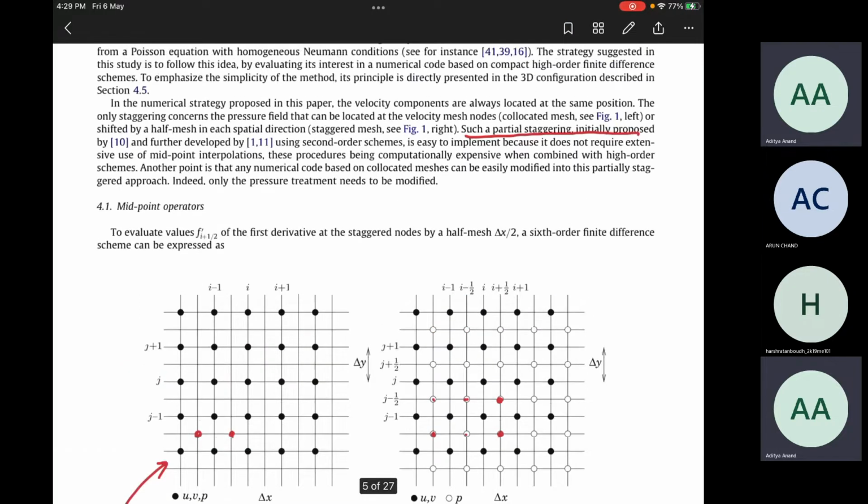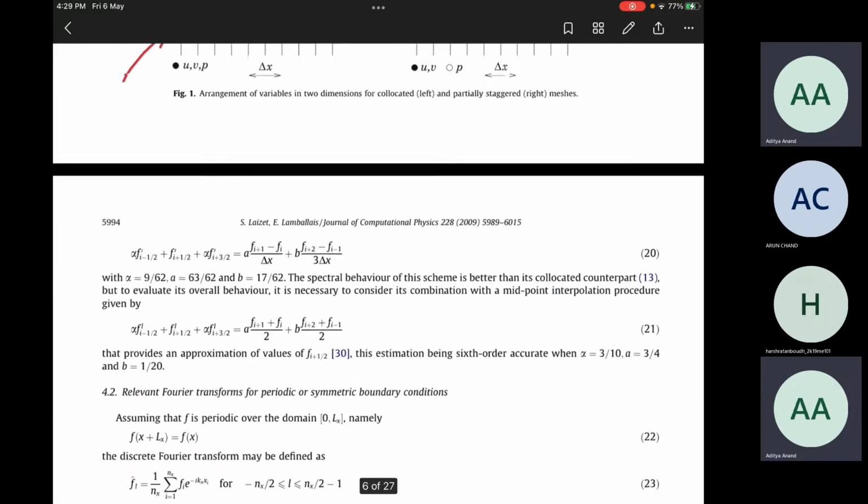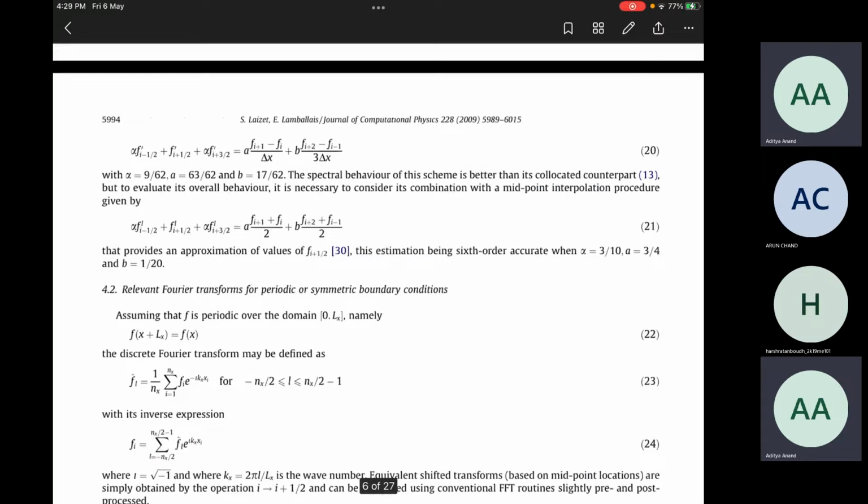So what they do is they use interpolation schemes to get pressure at these points. They solve for pressure at the next time step, get the corrected velocity, and again get the pressure at these points, interpolate to get pressure at the actual grid, and get the corrected velocities at these grid points. So there is interpolation involved as well.